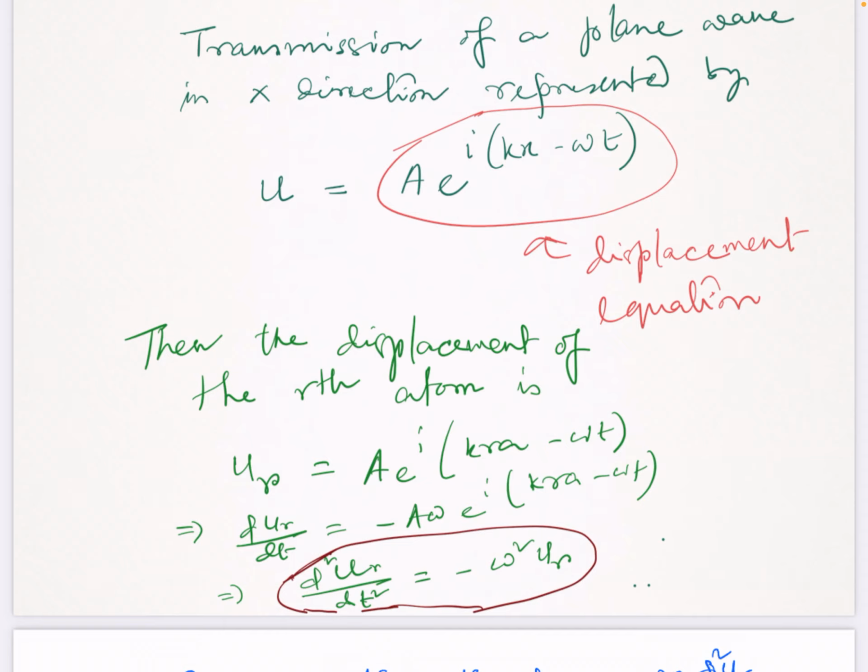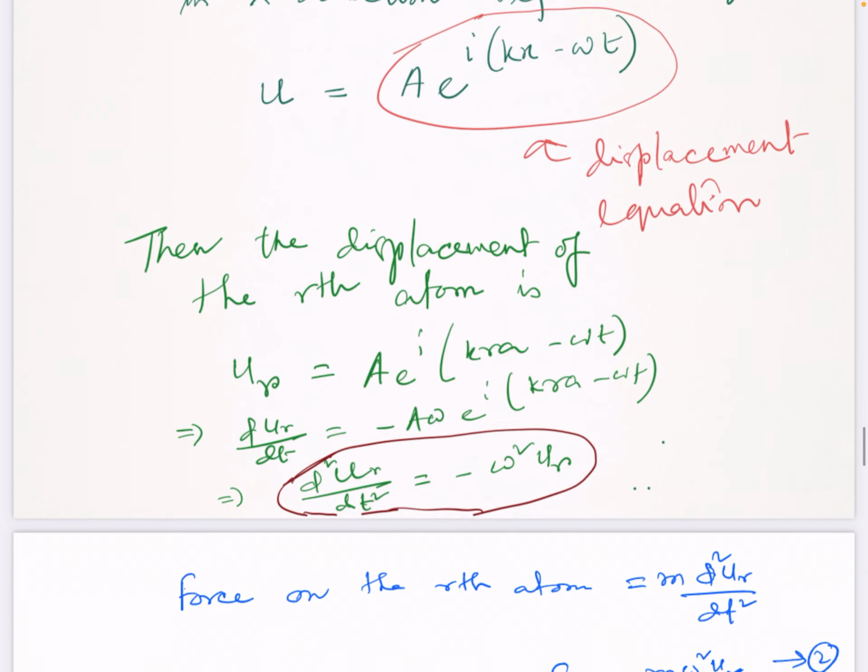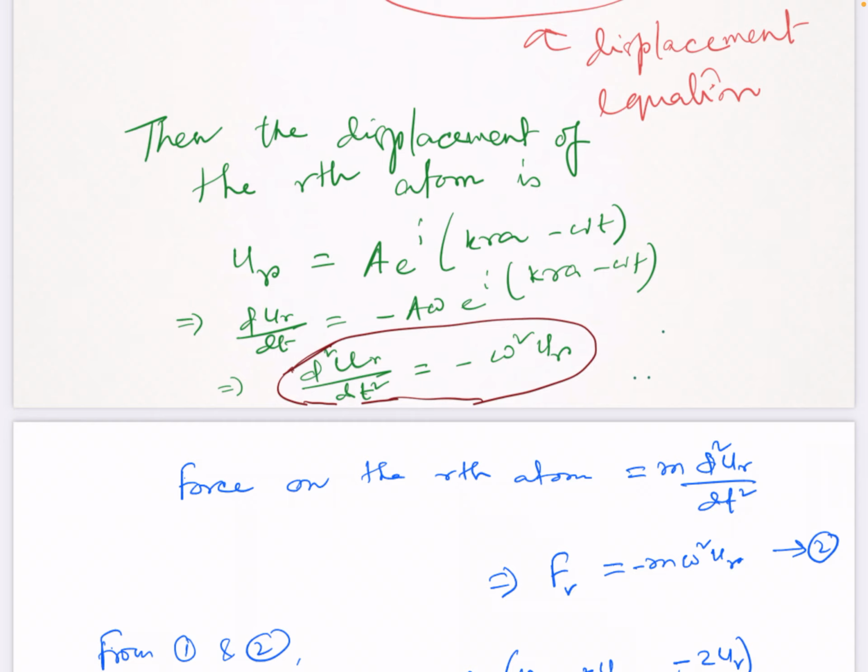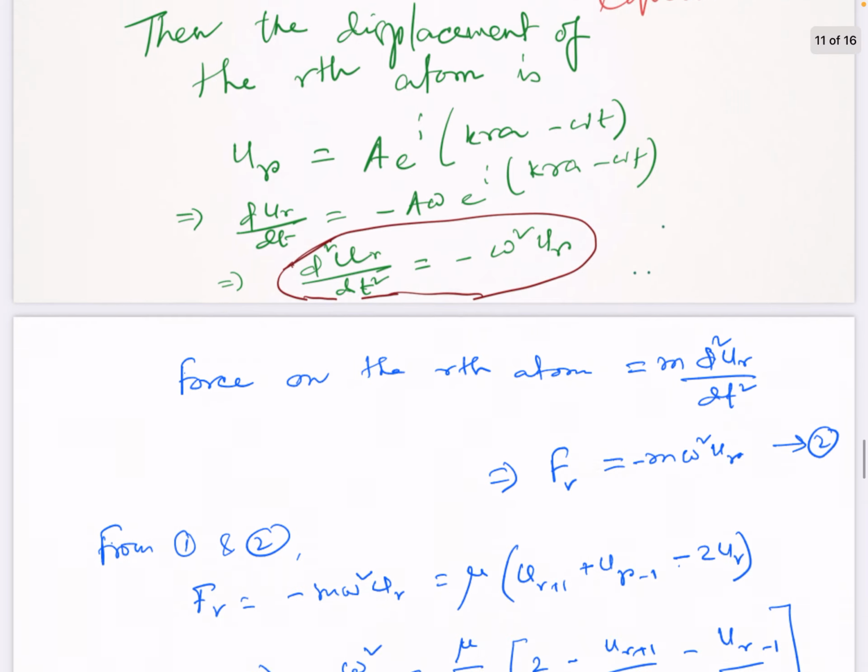So why we are doing this is because we know the force being exerted on this rth atom, which we have written here, and if we know the displacement in the plane wave scenario, then you can take the derivative, the second derivative, and since you know the mass, this is an acceleration. Since each atom is identical, they have an identical mass of m, then the force acting on this rth atom is m d2u r dt square.